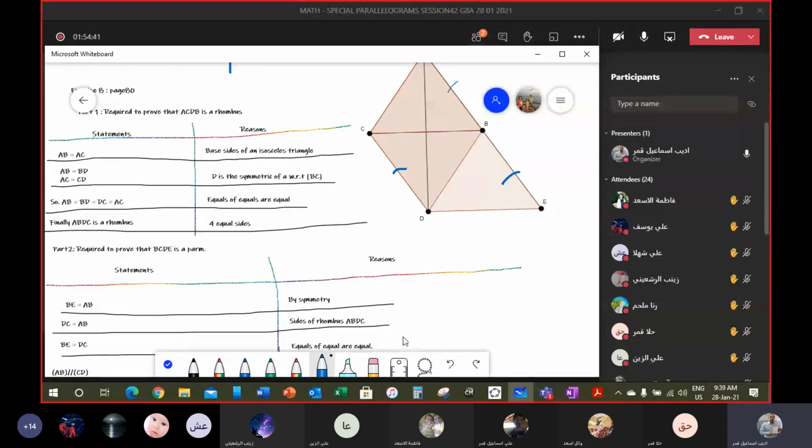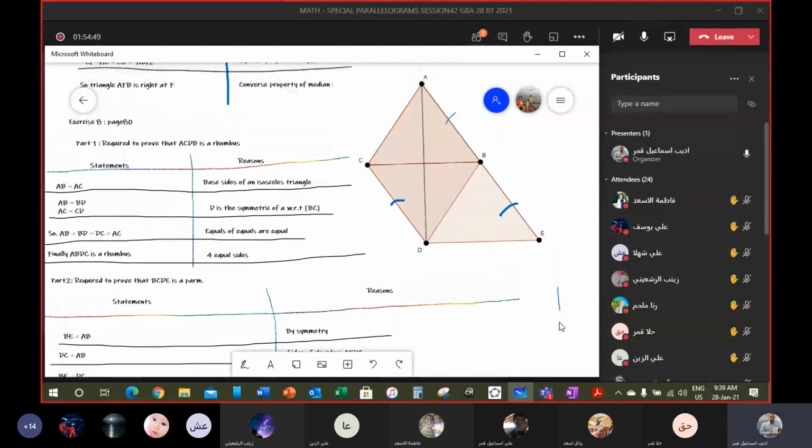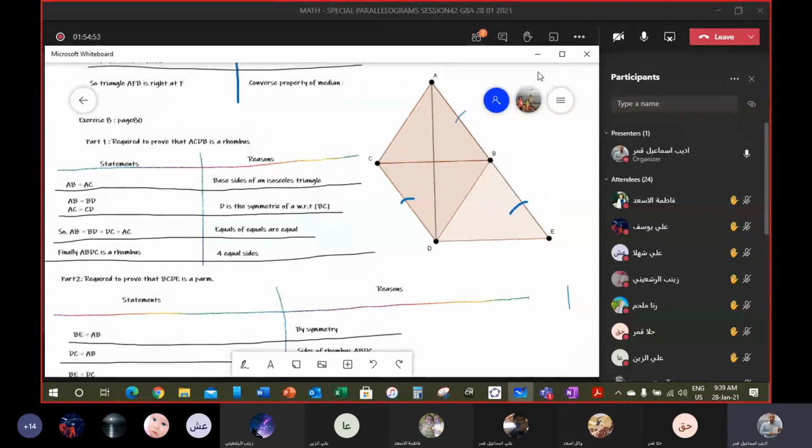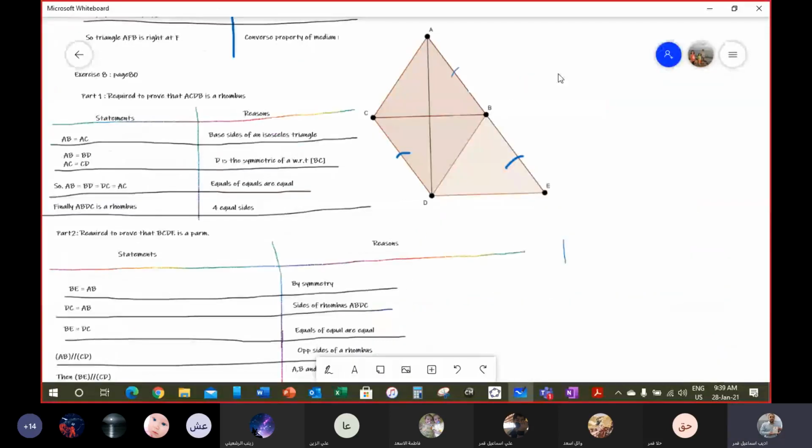Now it remains to prove them parallel. Also I have AB is parallel to CD, opposite sides of a rhombus. A, B and E are collinear, which means BE is also parallel to CD. Therefore, BCDE is a parallelogram by two opposite sides are parallel and equal.